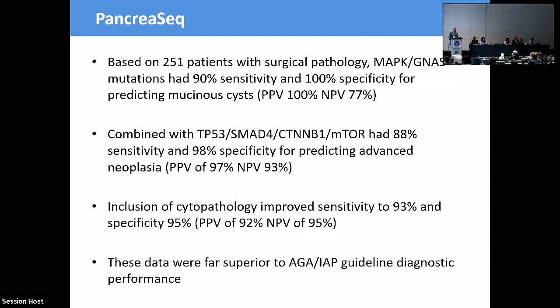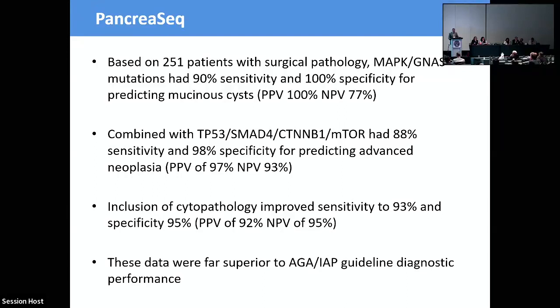And based on 251 patients with surgical pathology, the authors were able to show us that MAPK and GNAS had a 90% sensitivity and 100% specificity for predicting mucinous lesions. However, when you combine again with some of these markers that we've just seen, TP53, SMAD4, CTNNB1, and mTOR, there's an 88% sensitivity and a 98% specificity for predicting advanced neoplasia.